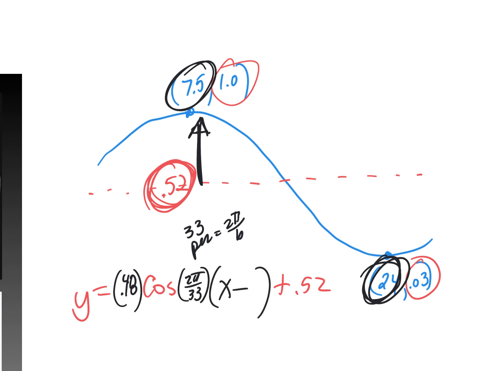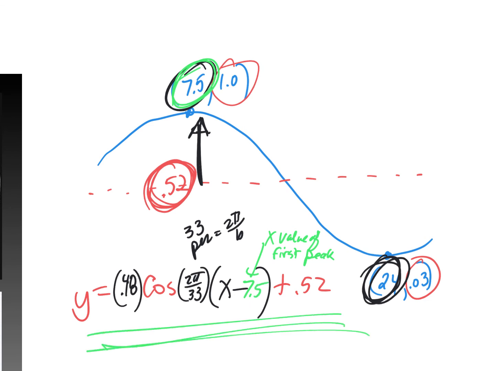And the last thing, x minus the x value. Just memorize this. The x value of the first peak. The x value of the first peak was 7.5. So it's 7.5. Boom. Really complicated equation, all from having some data. No calculator needed. That is what your lab is like.